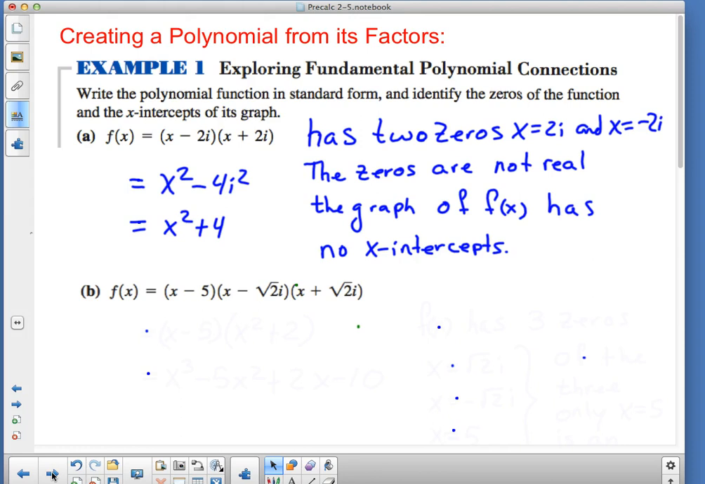Matter of fact, if you graph that up, it's a parabola that's 4 units above the x-axis, and it isn't crossing the axis, because it's positive. And that's where we have this creation. If I ask you a question, when is this parabola positive? It's positive all the time.